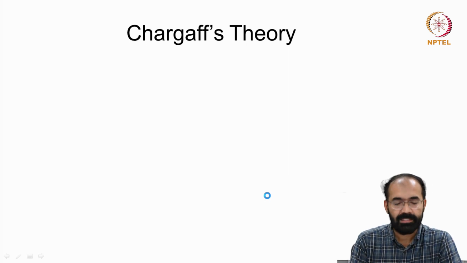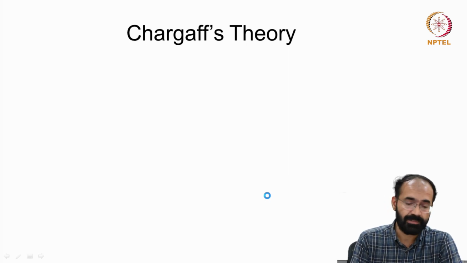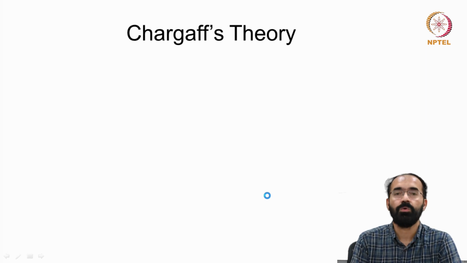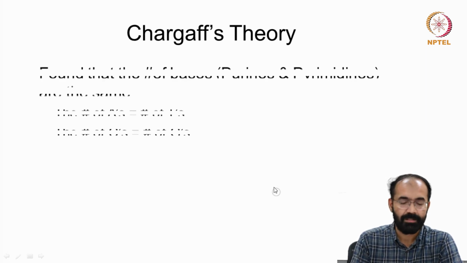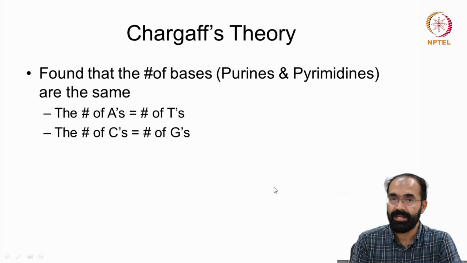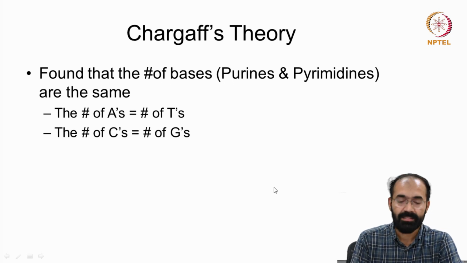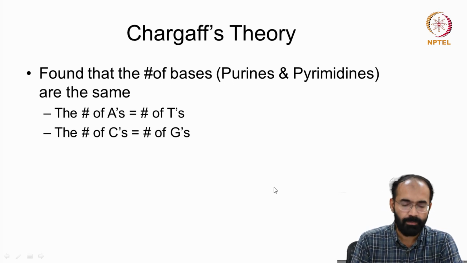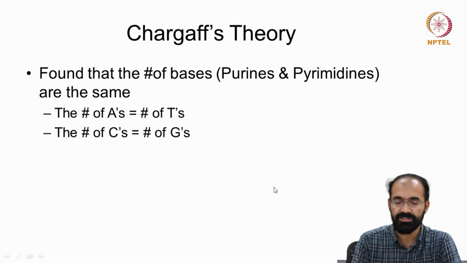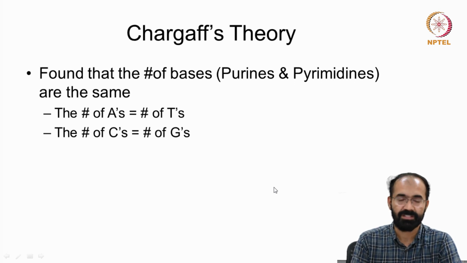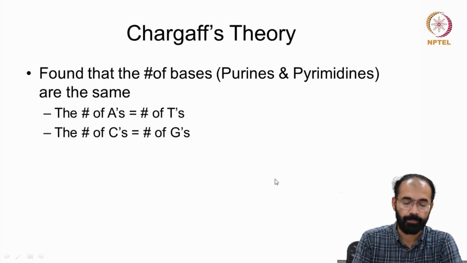So now let us quickly go into Chargaff's theory. Chargaff is a scientist who discovered by chemical means that the number of adenines is equal to the number of thymines in a DNA, and the number of cytosines is equal to the number of guanines. This gave a clue that probably A has something to do with T, or C has something to do with G, and this gave the hypothesis that they might be pairing. This was very useful for the discovery of the structure of the DNA.